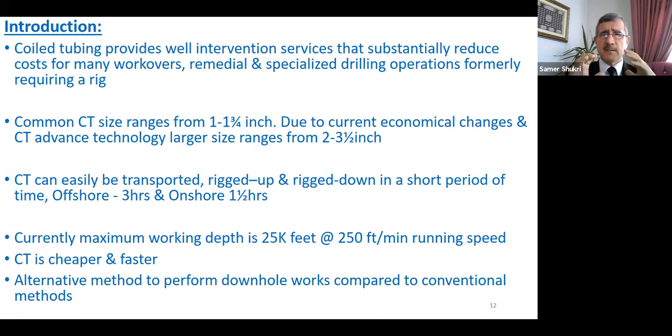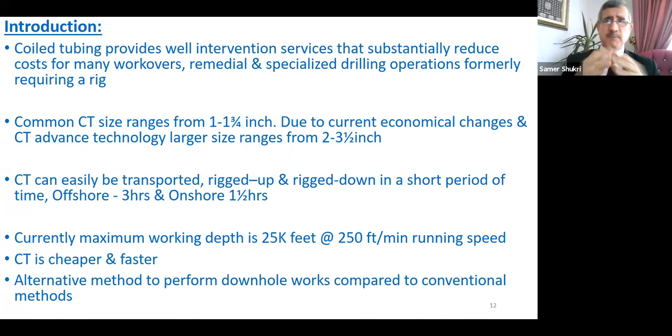It can be rigged up and rigged down within 1 or 2 hours, and it can be used onshore and offshore. Also, for the depth that can be run into, we have recently reached 25,000 feet, which is very huge. And if it is compared with workover, it is much cheaper. So you can depend on it. Every place in the world, you can find this coiled tubing. You can perform many operations with it.